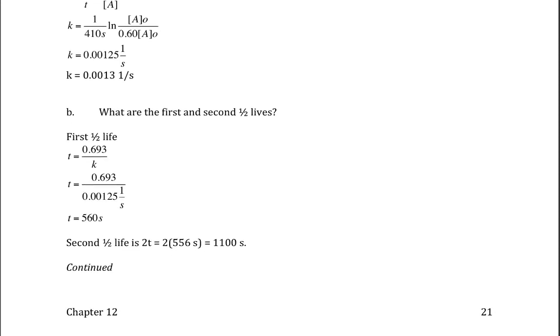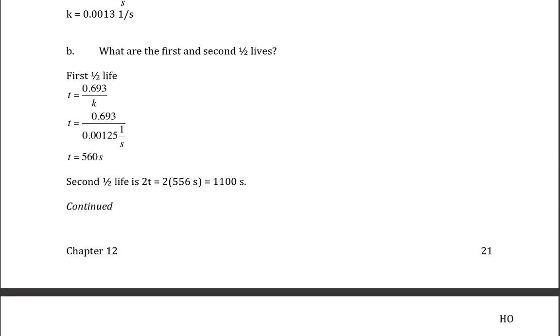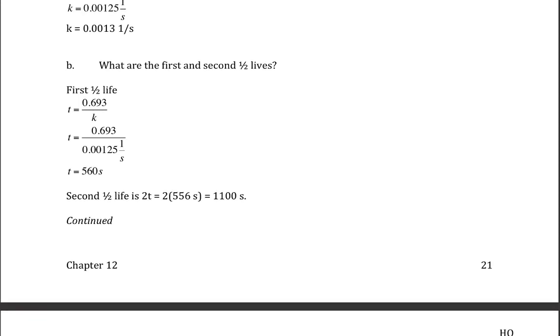What are the first and second half-lives? So the half-life equation, time equals 0.693 over K. 0.693 over 0.00125 1/seconds. Notice I take the value of K with more digits, because I'm midway through a calculation here. So I go back to that 0.00125 as opposed to the more rounded 0.0013, and I get time equals 560 seconds. The second half-life is twice that, or 1100 seconds.